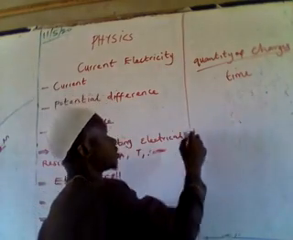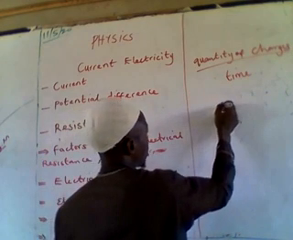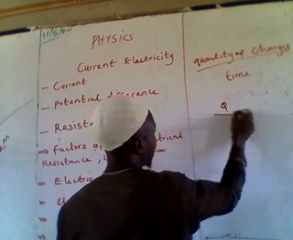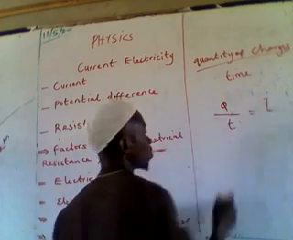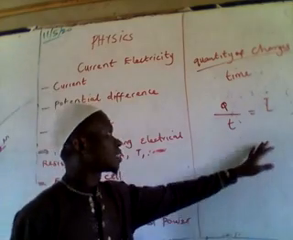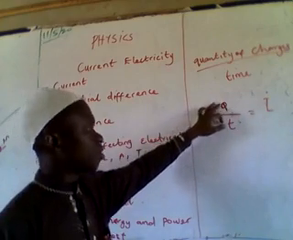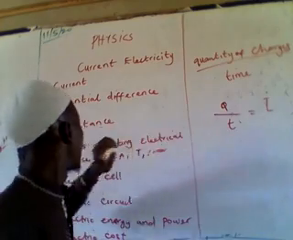The unit of quantity of charge is the coulomb. We denote the quantity of charge as Q, and time as T. So that means we say that current I equals Q over T. Take note, current can be estimated by using the charges flowing divided by the time elapsed. So that is for the current.